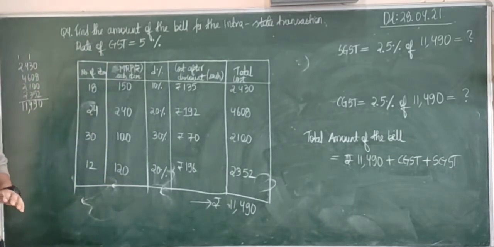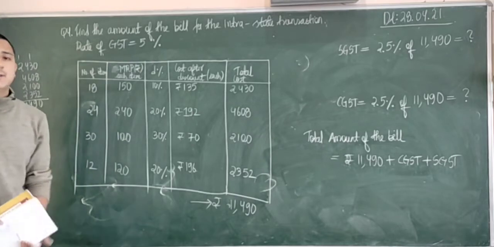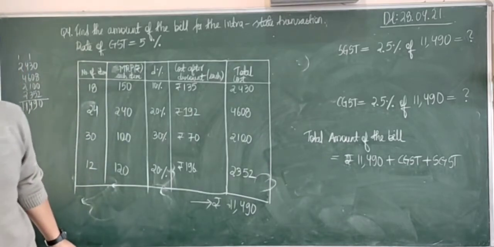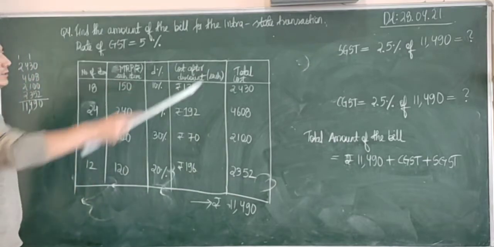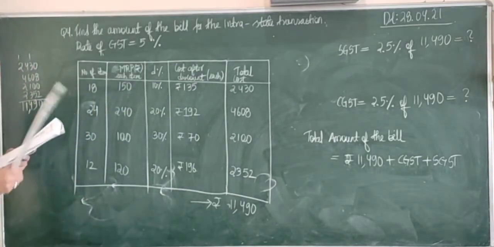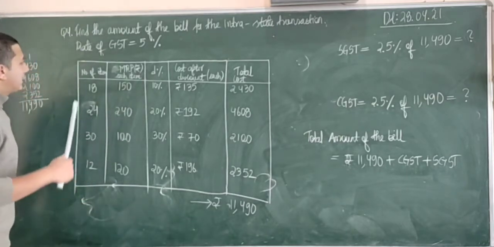Again, the case out here is an intrastate transaction with the rate of GST 5%. You're asked to find the amount of the bill. What will be the final amount of the bill for this intrastate transaction with the rate of GST 5%? Now instead of the 5 persons, now we have number of items.